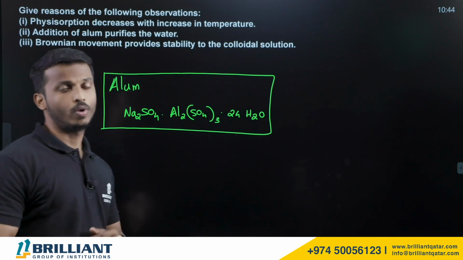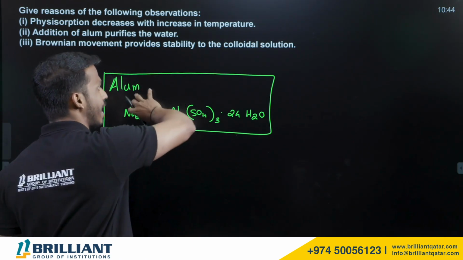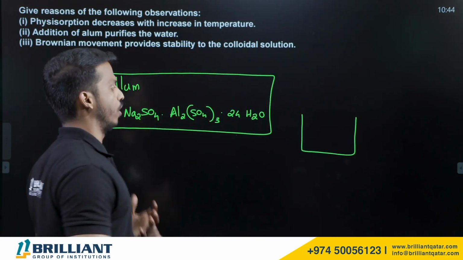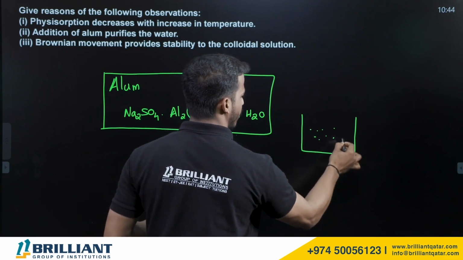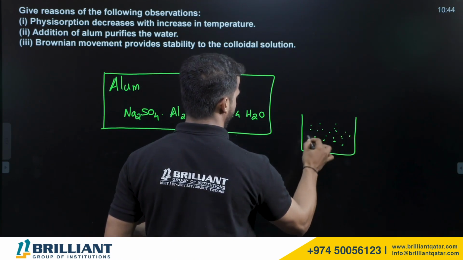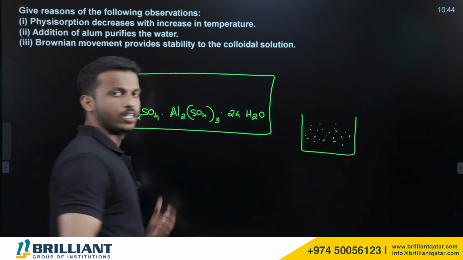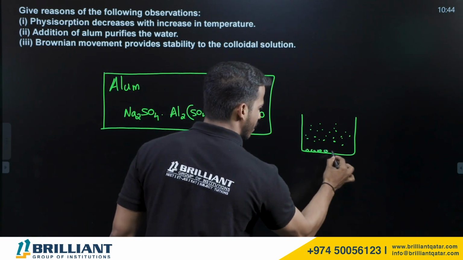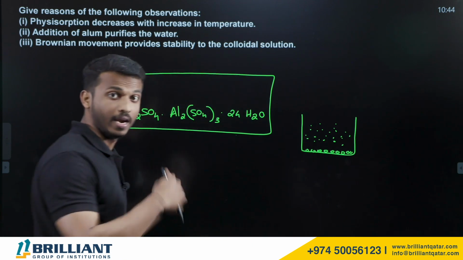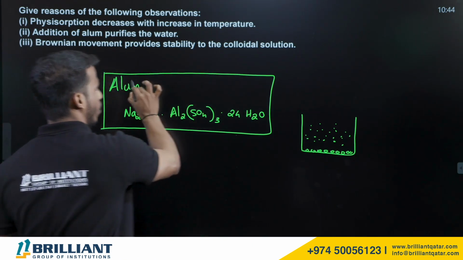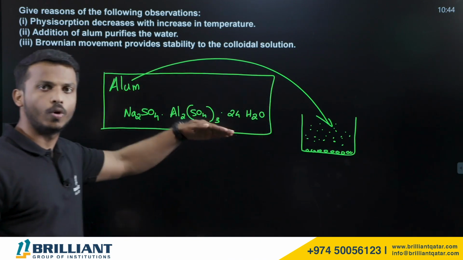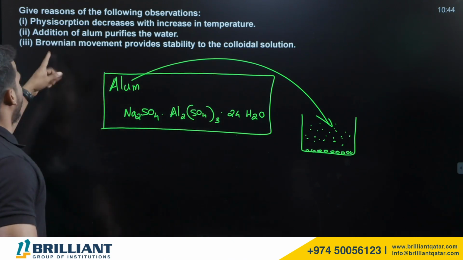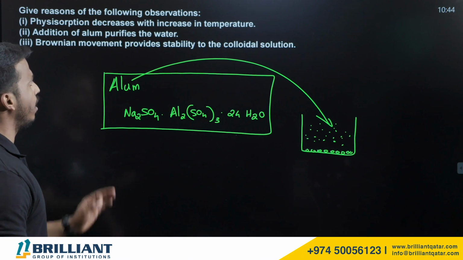You know this alum, what is the purpose of this alum? Dear student, if you add this alum into impure water, which contains so many suspended particles, these suspended particles can be settled down. Coagulation or precipitation can be done by the addition of alum. So alum is a chemical which is used to precipitate or coagulate the suspended particles in an impure water solution.